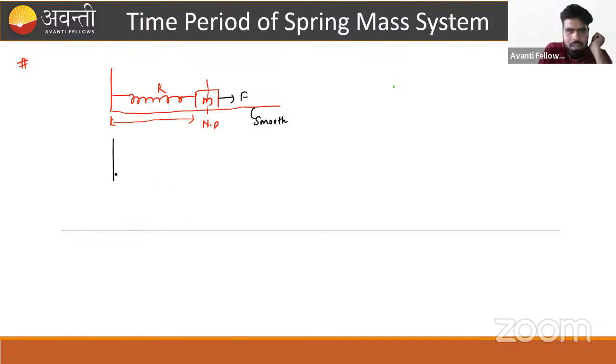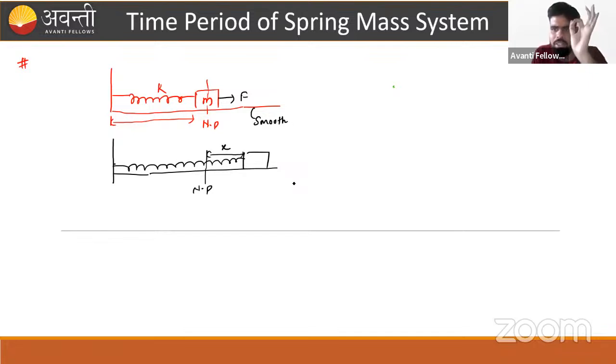And the spring force acts in the direction opposite to the external force F. So suppose after time t, the block reaches this point, and this is the natural position, and the spring suffers x amount of elongation. Can you tell me the value of the spring force here? Spring force is k into x, where x is measured from the natural position. So this is the kx. As we increase the elongation, the spring force also increases.